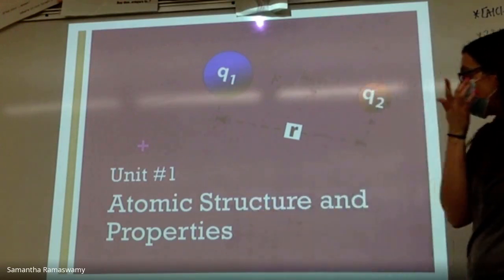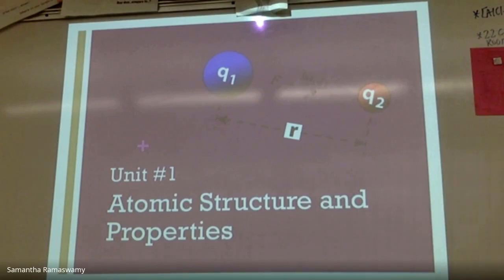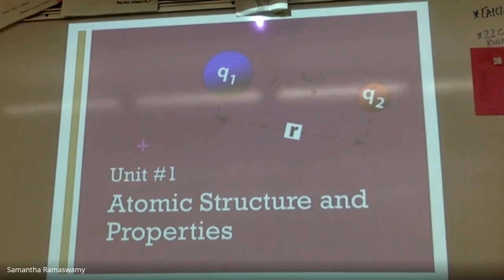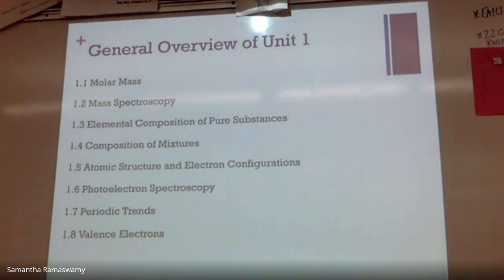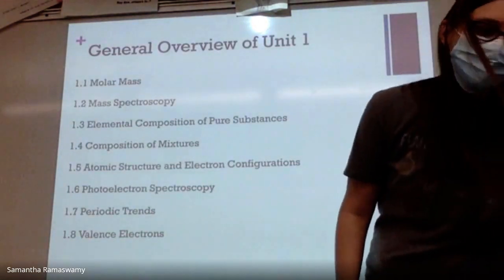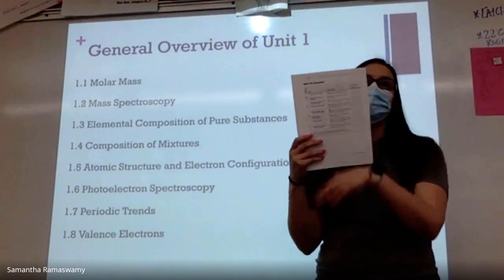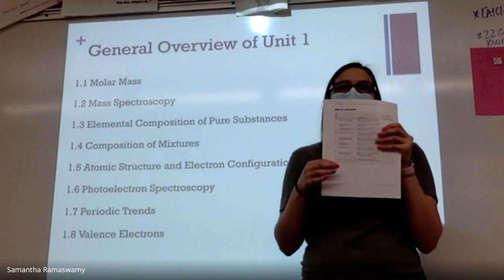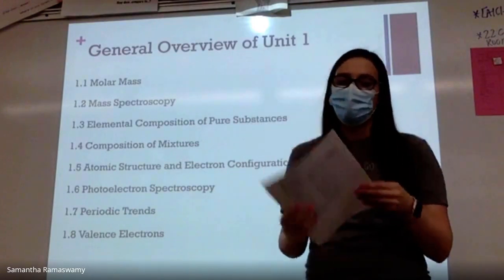Unit 1 is atomic structure and properties. It's a few different things: some stuff from the summer work, some math, and then we get into electron configurations, PES, and periodic trends. Just a general overview. Here are all of the topics in Unit 1. This is on the front page of the Unit 1 guide. It says Unit at a Glance. You can see all of the topics on that front page.